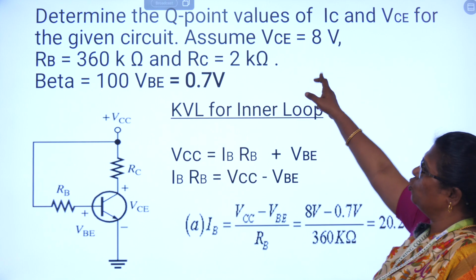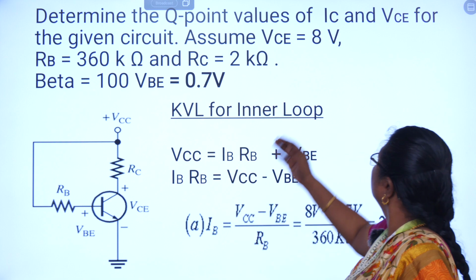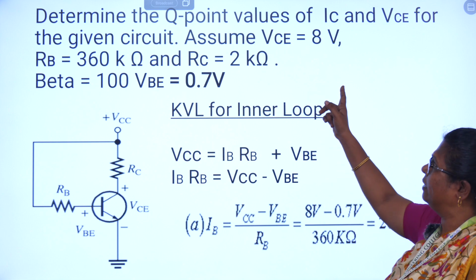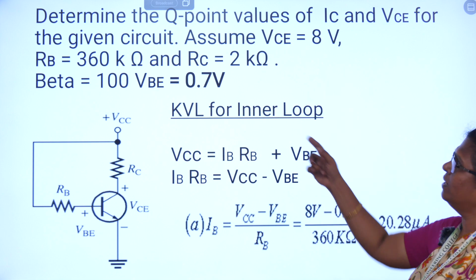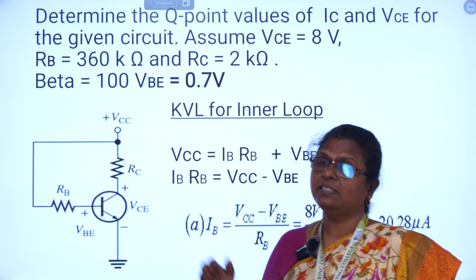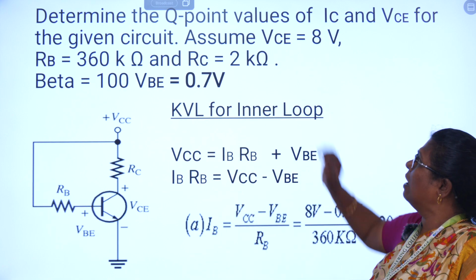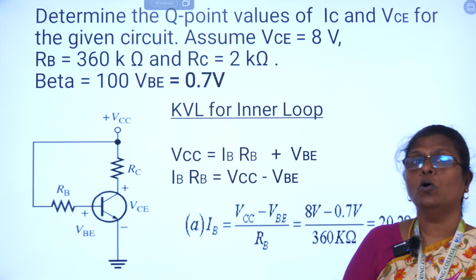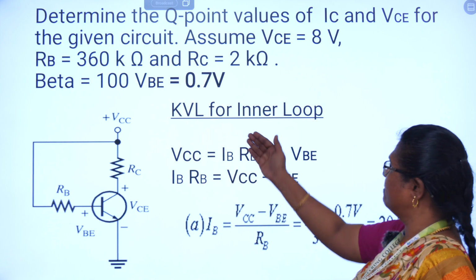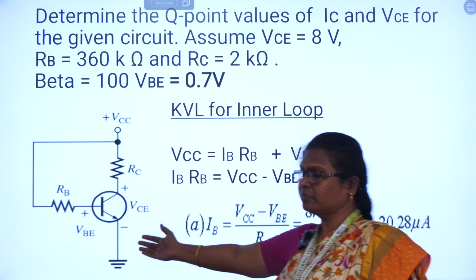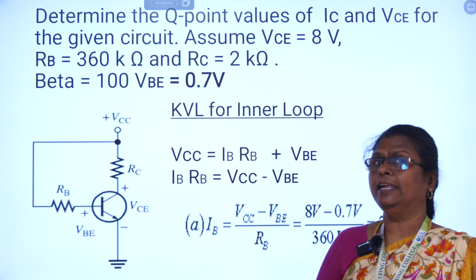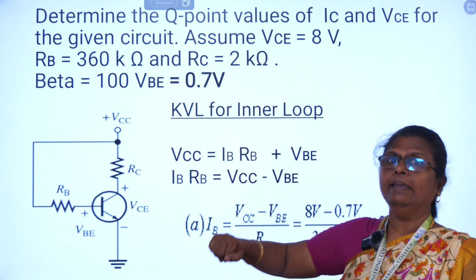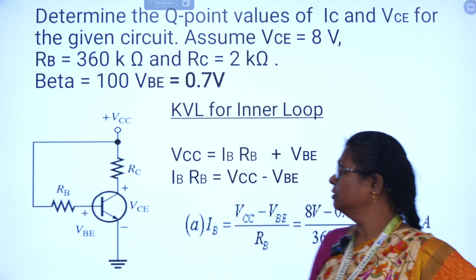The values given are VCC is 8 volts, RB, the base resistance, is 360 kilo ohms, RC is 2 kilo ohms, beta value is 100 and VBE is 0.7 volts. These are the values given for this fixed bias circuit, and let us try to find the Q point for this. Let us apply KVL to the inner loop.